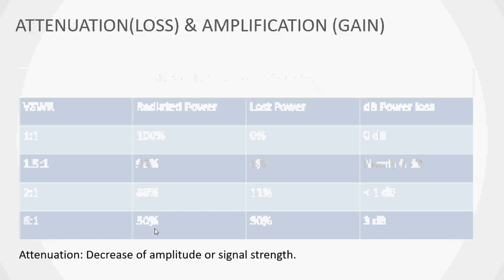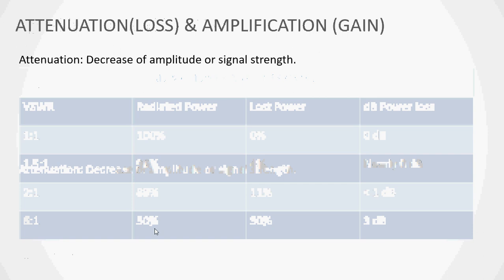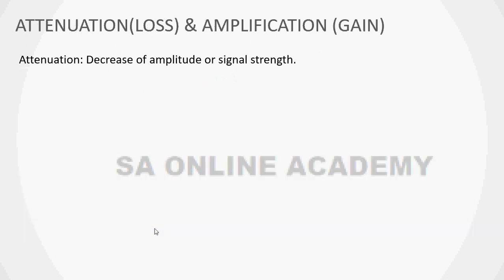Attenuation or loss. So what we discussed, a decrease in amplitude or signal strength while passing through some medium or while passing through air, is called attenuation. Next is amplification. Amplification is an increase in amplitude or signal strength.